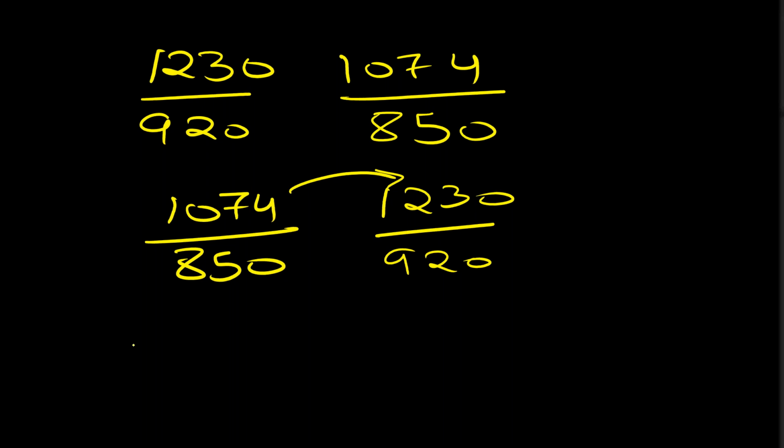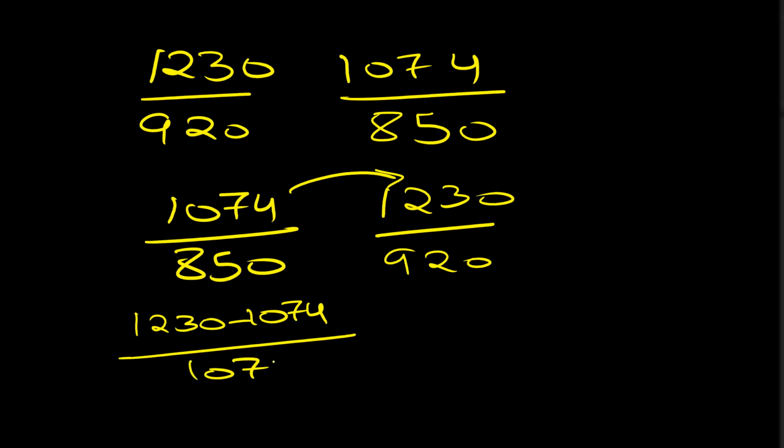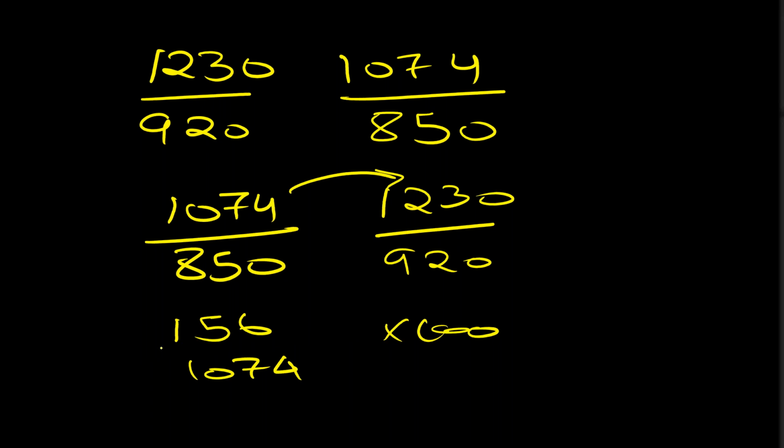I'll be using a formula, right? I'm writing the formula: 1230 minus 1074, divided by 1074, into 100. If I subtract them, I get 156. So 156 is my answer when I subtract these two values. Now I'm going to find approximately how much percentage it is, by comparing this 156 with 1074.